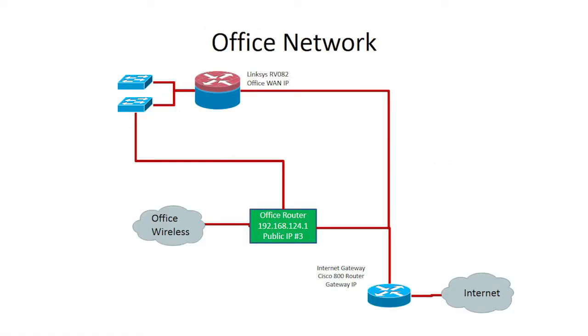So for the office network, what happens here is somebody comes into the office wireless, they're given an IP address on the 192.168.124 subnet, and then that's routed back to the office network, which is another set of IP addresses, or it can directly go out through the internet.